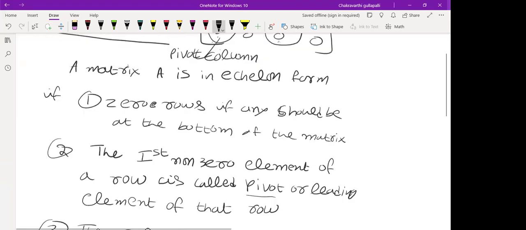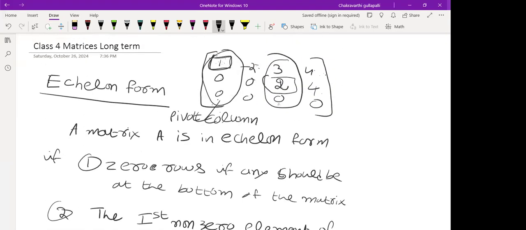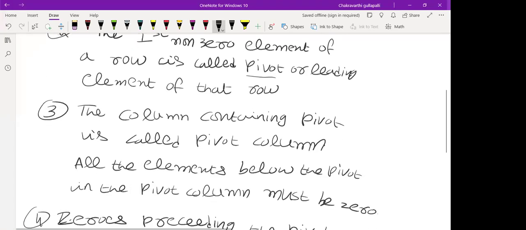So for example, preceding means left side. This is the pivot. Left side is called preceding. Right side is called succeeding. On the left side, there are no zeros. How many preceding zeros? No zero. So 0 zeros. For the second row, on the left side, how many zeros are there? Preceding the pivot, 2. In the third row, we are having 4 zeros. So these zeros should be in increasing order. As we move from top to bottom, they should be in increasing order.